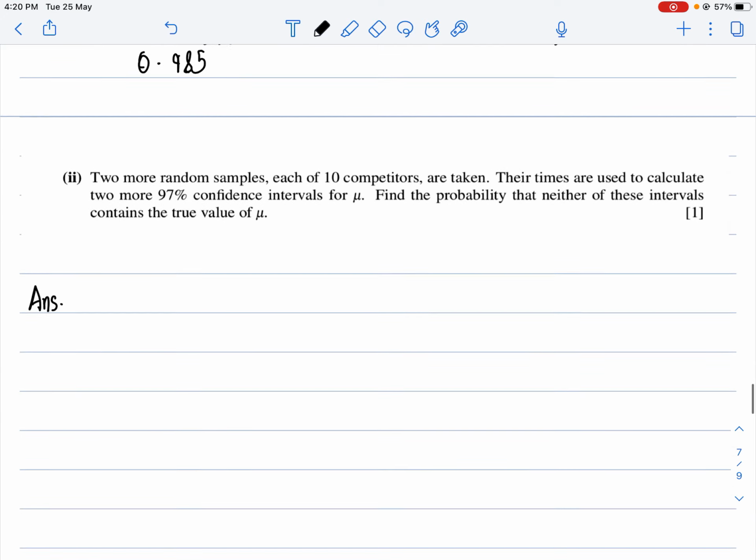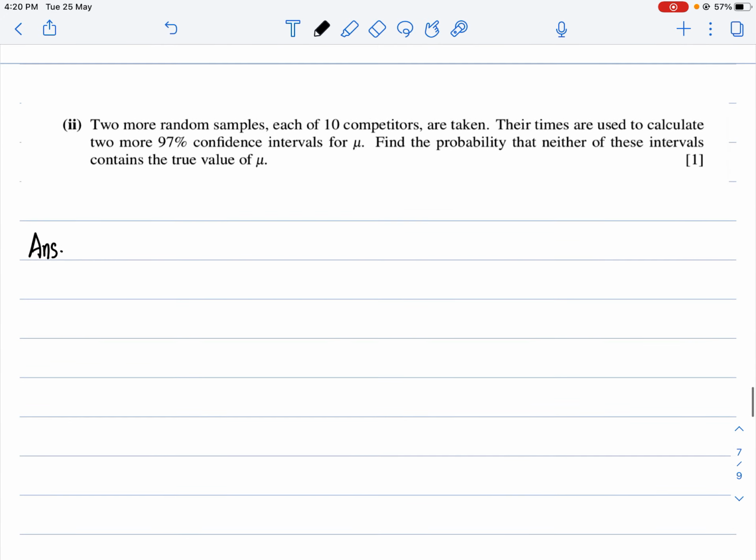So now two more random samples are taken. Their times are used to calculate two more 97% confidence intervals. Find the probability that neither of these intervals contains the true value of the mean.